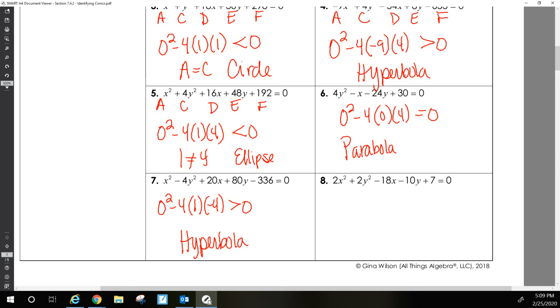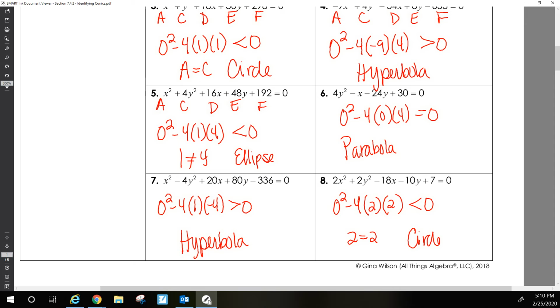All right, and then finally, 0 squared minus 4 times a times c is negative times positive times positive. That's going to be negative. When we're negative, we want to check the a and the c value, and we got 2 and 2. Those guys are equal to each other. When they're equal to each other, we're talking about a circle.